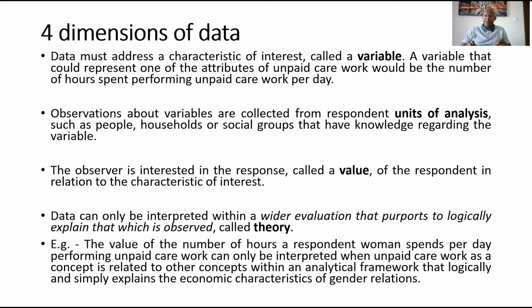First, data must address a characteristic of interest. That characteristic of interest is what we call a variable, which could represent one of the attributes. For example, on unpaid care work, it would be something like the number of hours spent performing unpaid care work per day. That is a variable.